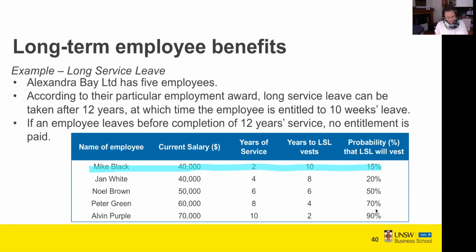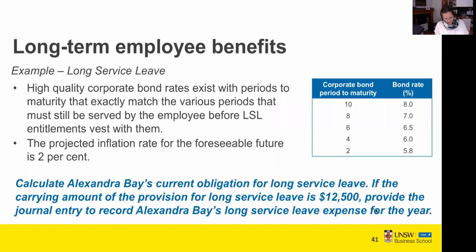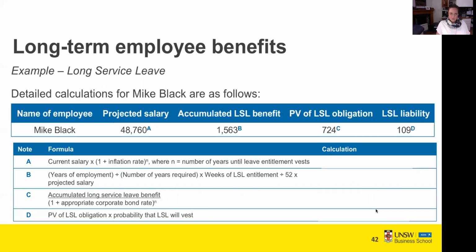So here is the relevant information for Mike. Mike has 2 years of service and 10 years until the long service leave vests. So a corporate bond with a period to maturity of 10 years gives us the appropriate discount rate to incorporate into Mike's calculations. Right, so the first thing we need to do is calculate Mike's projected salary, what we think Mike's salary will be when he becomes entitled to take the leave.